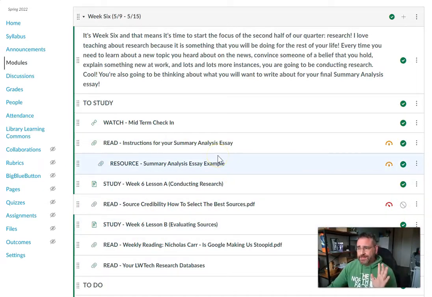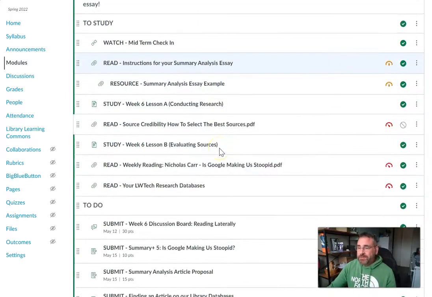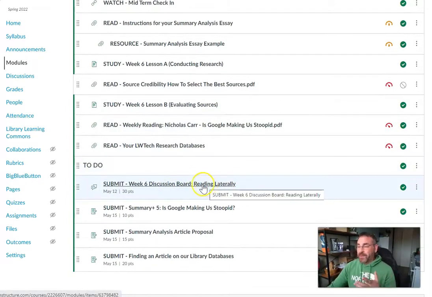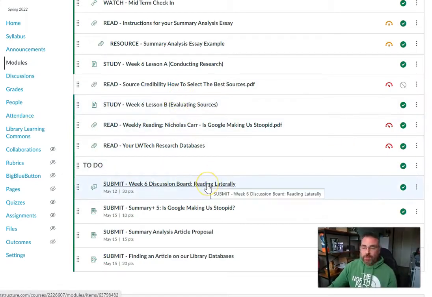I know it caused you some pretty big confusion, especially when you needed to answer reading laterally. If you don't know what that is, it's in lesson B, so go read that and then you'll know how to do this work. So I'm sorry about that being confusing. If you guys need more time on that, just let me know.